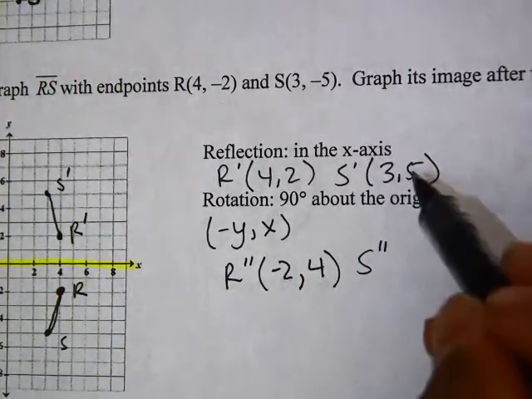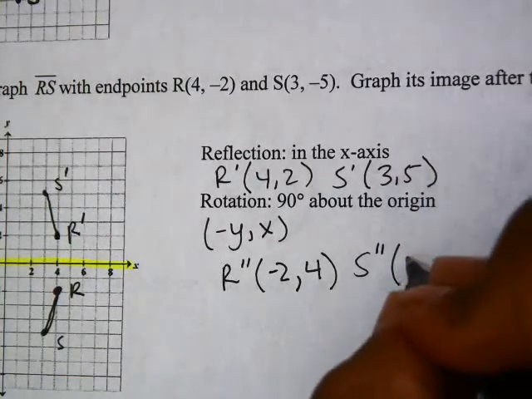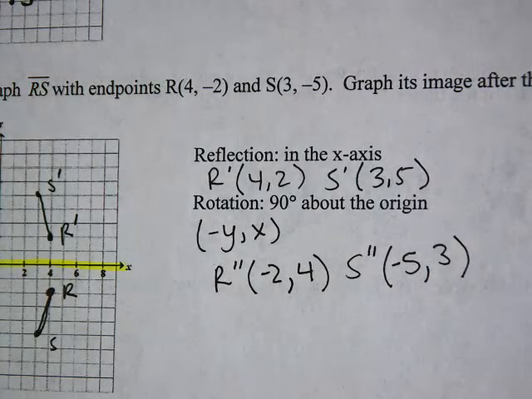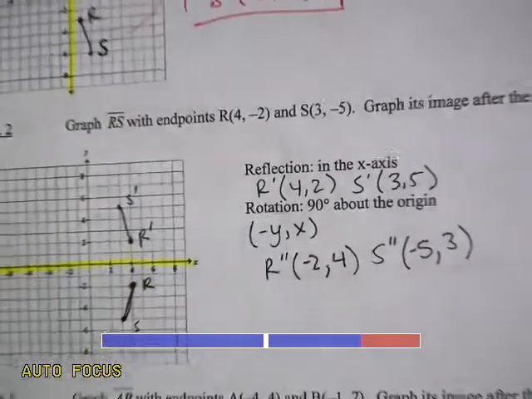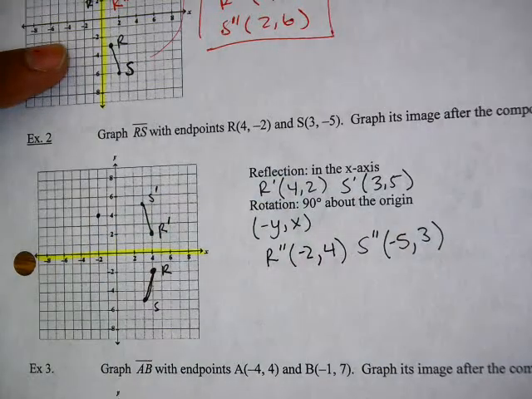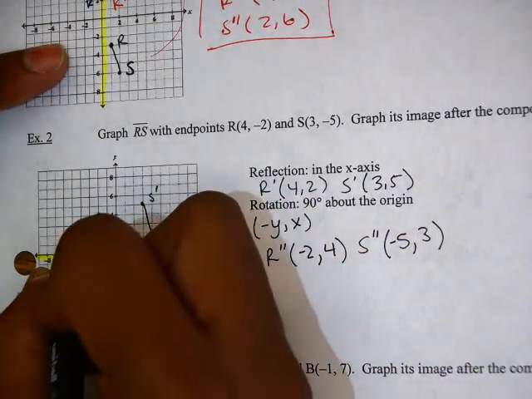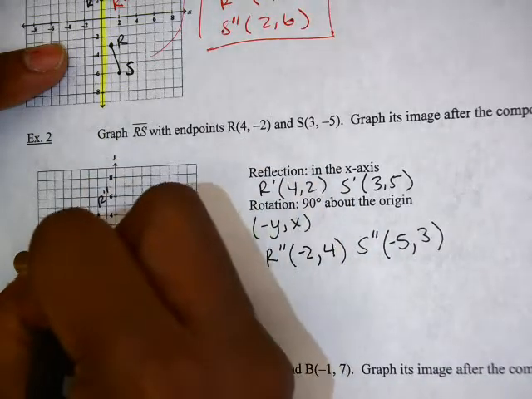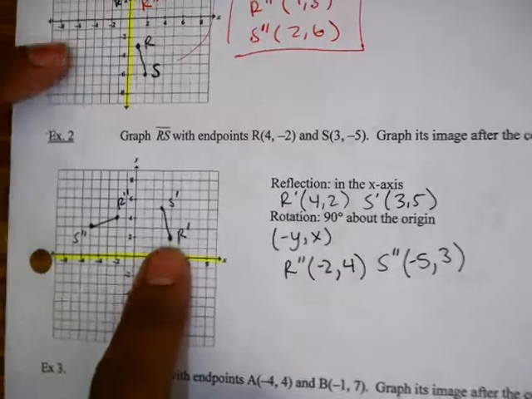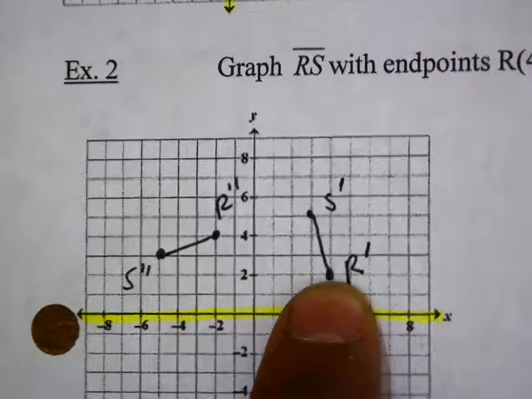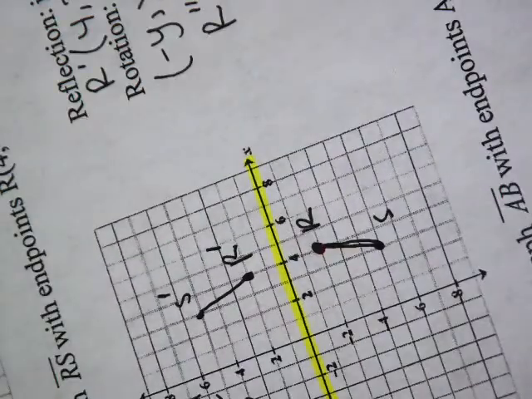S double prime, take the y value, write that first with the sign change, take that x value, write it second. So the coordinates of R double prime and S double prime are -2, 4, and -5, 3. So this is R double prime and S double prime. So you can kind of see I took this line segment right here and turned it 90 degrees counterclockwise.